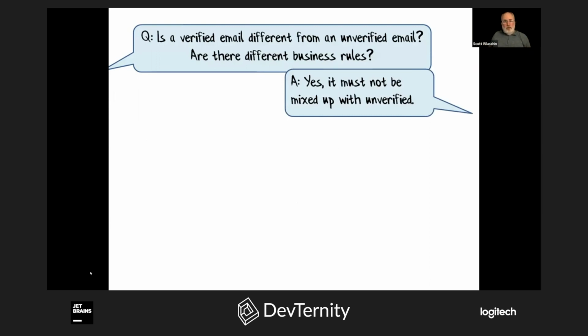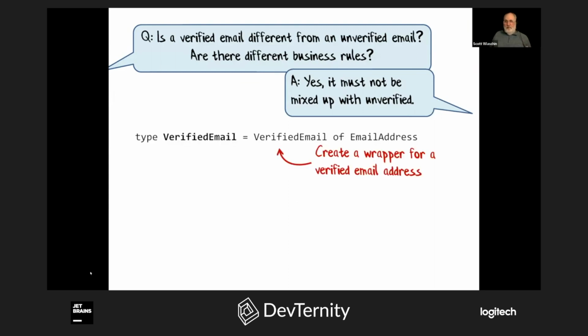Really important that you don't mix them up. So, okay, how am I going to not mix them up? I'm going to create a wrapper type, right? So this time I'm wrapping a regular email with this new thing called a verified email. So I've got a wrapper around a wrapper. And there's no problem that can't be solved by wrapping something in another type. So I've got my verified email.